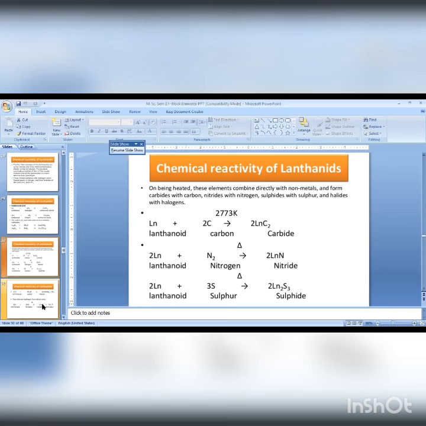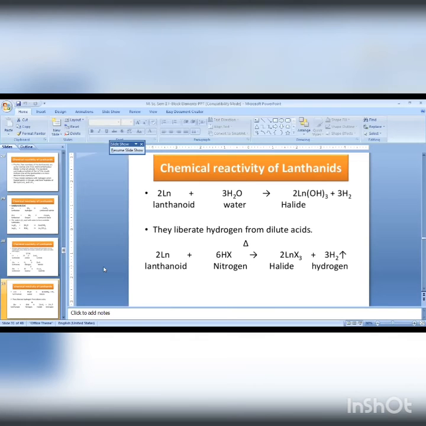Now, if we look at another slide, that is reaction with water and reaction with nitrogen. Here, lanthanide elements also react with water so as to form the corresponding hydroxide. They liberate hydrogen from dilute acids, that is H2 gas is liberated.